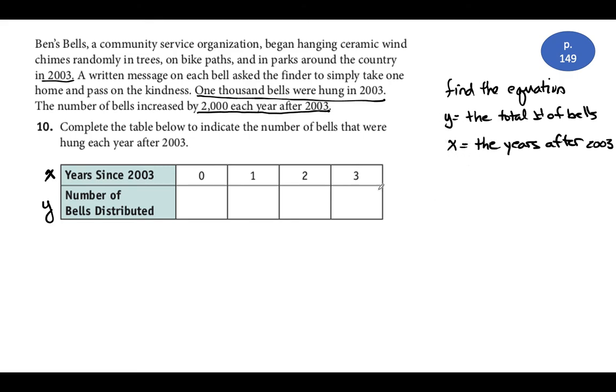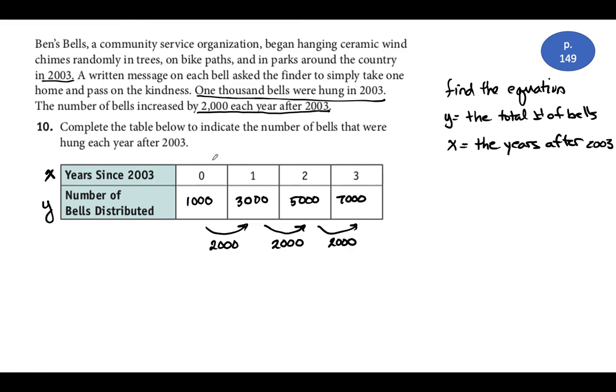Okay. So in year 0 on 2003, they hung 1,000 bells in trees. And then they were like, oh my God, this is so awesome. People love our ceramic wind chime bells. That they did 2,000 the next year. So the year after 2003, 2004, so 1 year later, the increase is 2,000 bells, right? So that takes us up to 3,000 total bells. And then the next year, another 2,000 bells. And that takes us up to 5,000. And then the next year, another 2,000 bells, which take us up to 7,000.